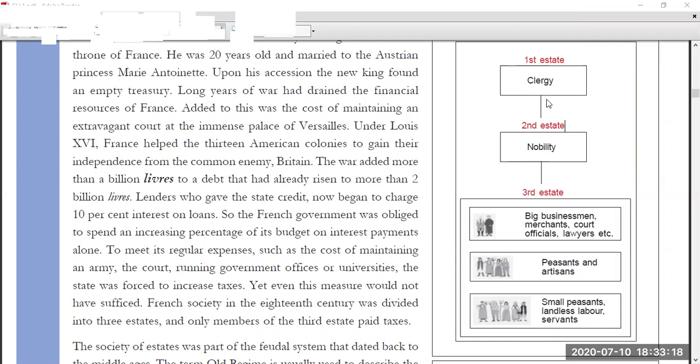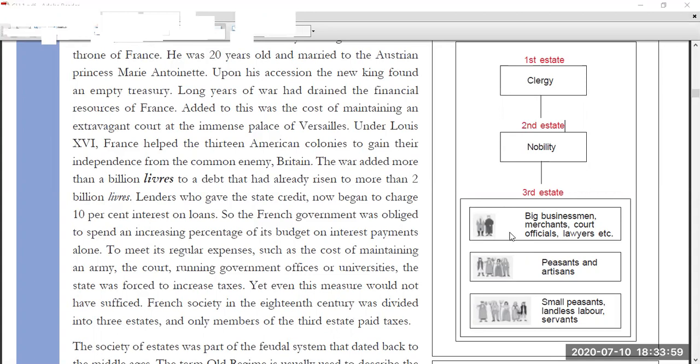The first estate, clergy, the second estate, nobility, and the third estate. Large population, 90% of the population, was from the third estate, and only 10% of the population was from the clergy and nobility. But the estate was enjoyed more by the first and the second estate. They were enjoying 60% of the land, 60% of the property, by the 10% of people, and the remaining 40% by the 90%.